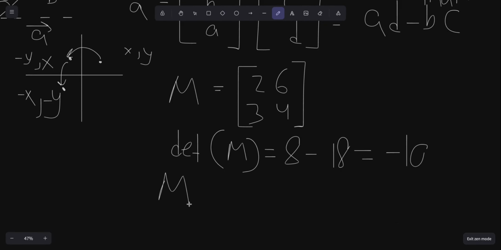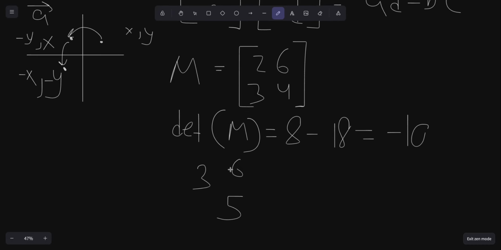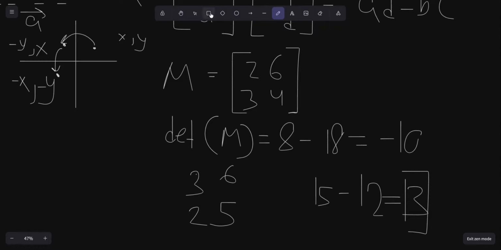Or if I have matrix M, which is equal to 3, 5, 6, 2, well, then the determinant of this matrix, 3 times 5 is 15, minus 6 times 2 is 12, gives me a parallelogram that has an area of 3. All right?